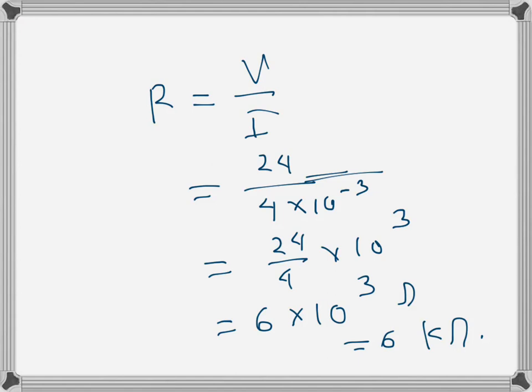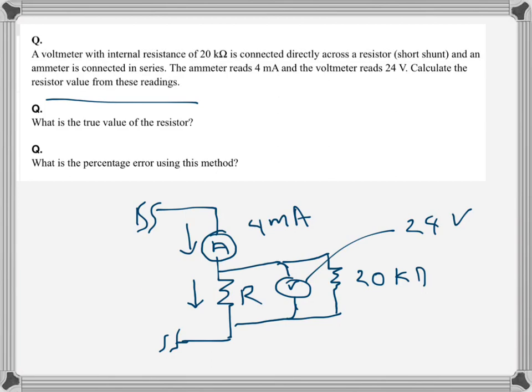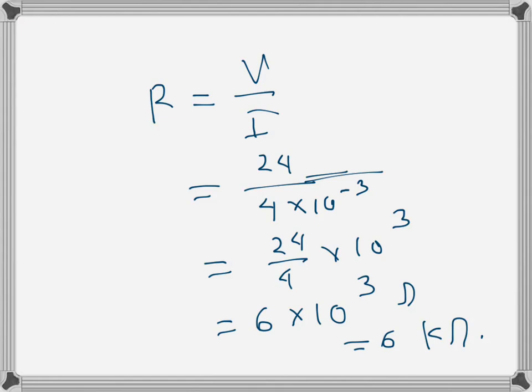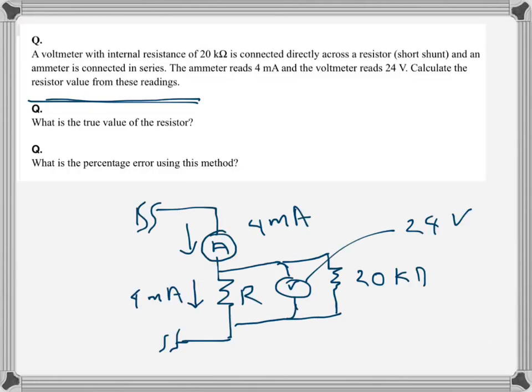While we calculate from the reading, we assume the voltmeter to be ideal. So what we have assumed here is that all the 4 milliamps goes through the resistance as well, because the voltmeter is not drawing any current, assuming the voltmeter is ideal. That's why we just calculate this way. But now we know that the voltmeter has a finite resistance, not infinite, so it will draw some current. How much current will it draw? We can find it from this information.